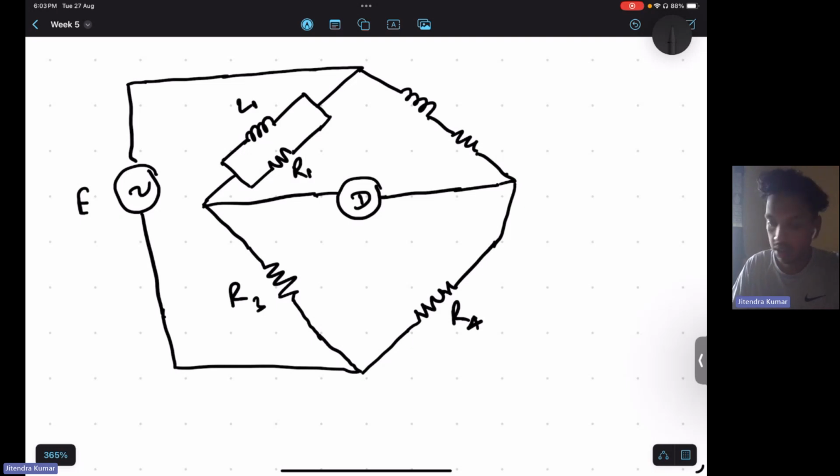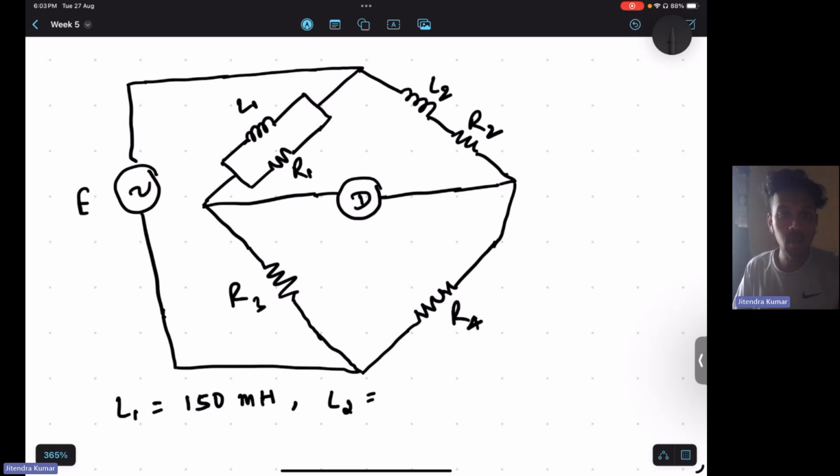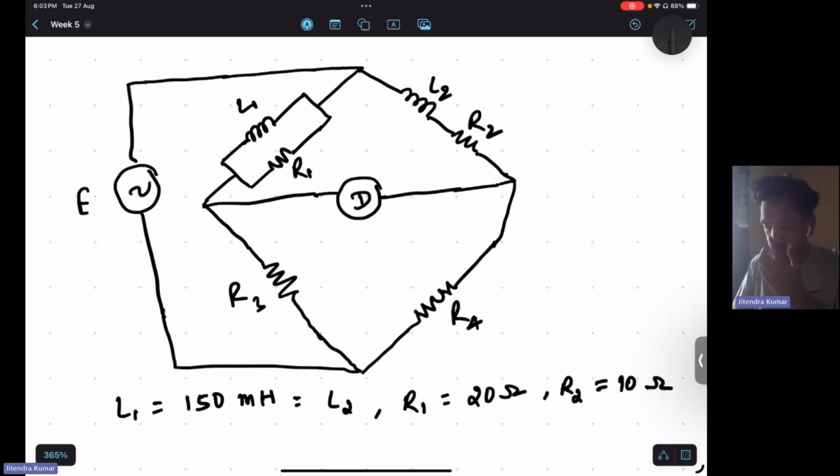L1, R1, L2, R2. These values are given as L1 is equal to 150 millihenry and L2 is equal to the same value. R1 is equal to 20 ohm and R2 is equal to 10 ohm. We need to find out the angular frequency at the balance condition, so we need to balance the bridge and then find the angular frequency.